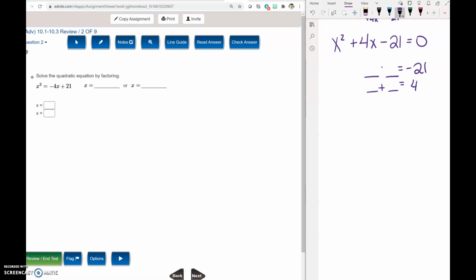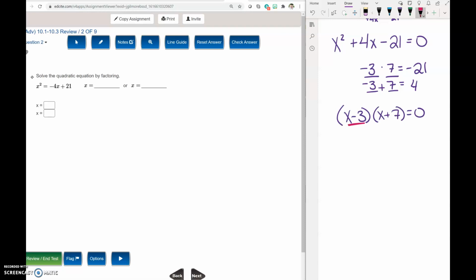So we can do 1 times 21. That's not going to help us. 3 times 7. 3 times 7 is positive 21. We need negative 21, which means one of these needs to be negative. And if I want it to add up to a positive 4, the bigger number needs to be positive. So negative 3 plus 7 is 4. Our factored form is x minus 3, x plus 7.